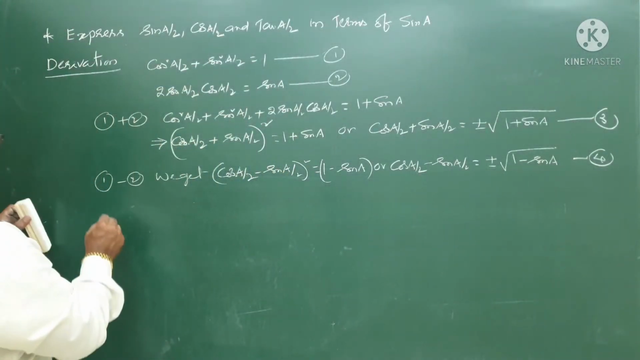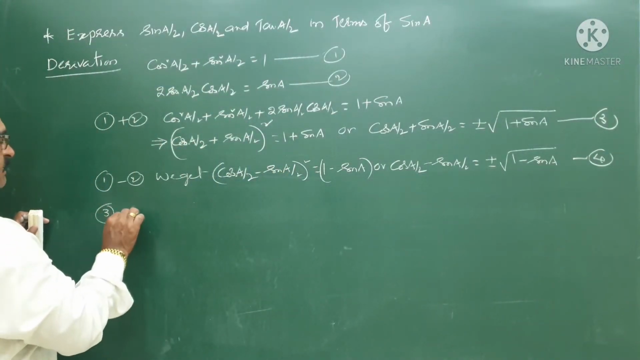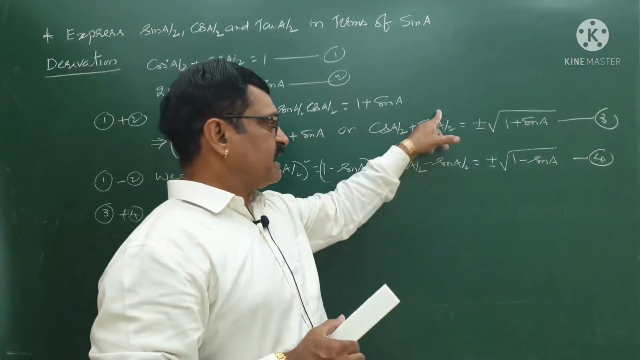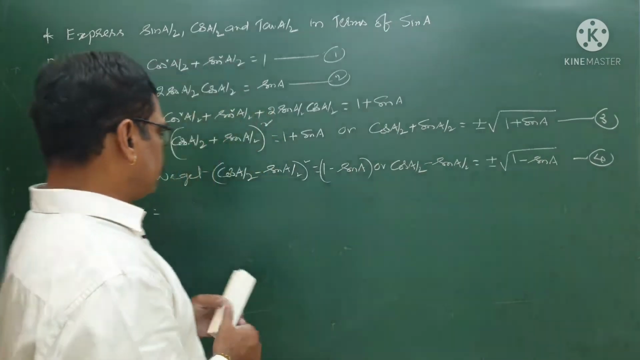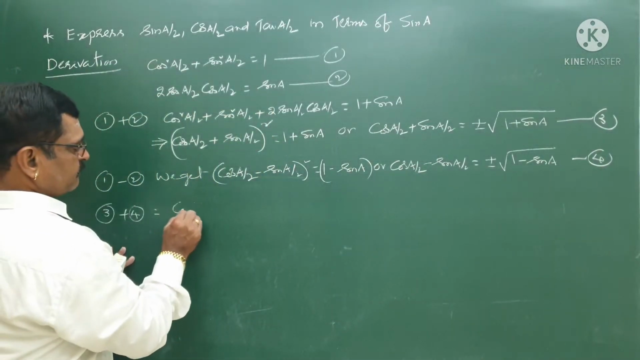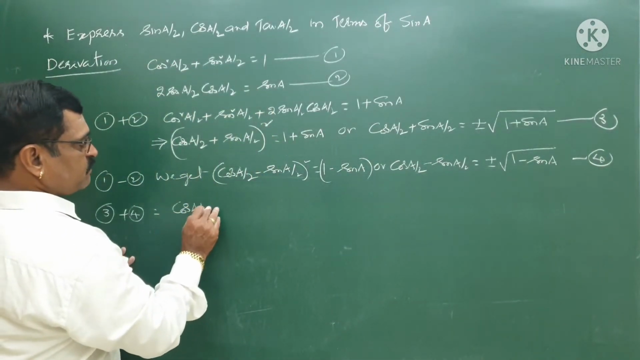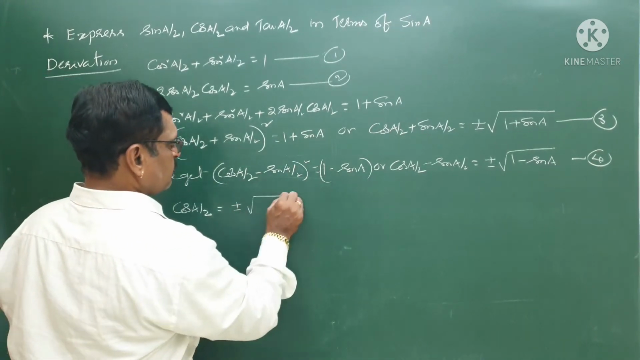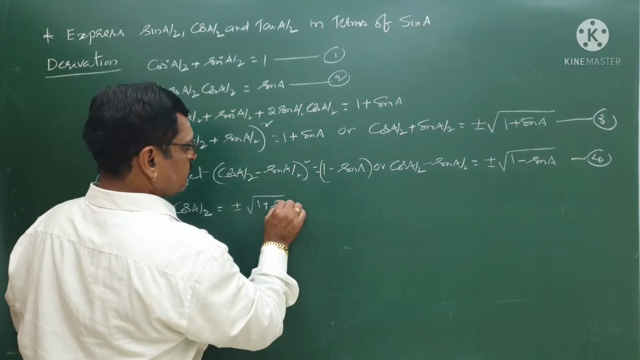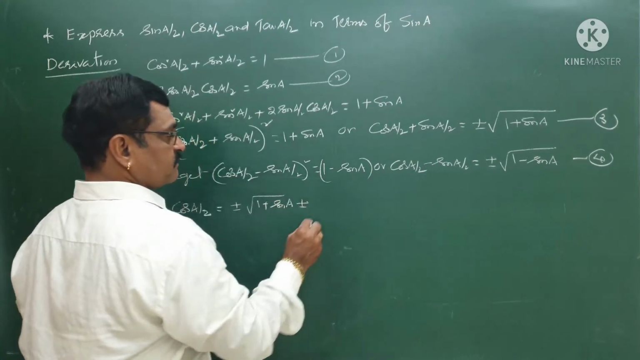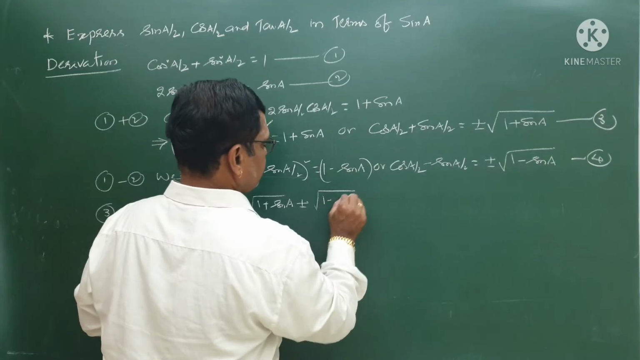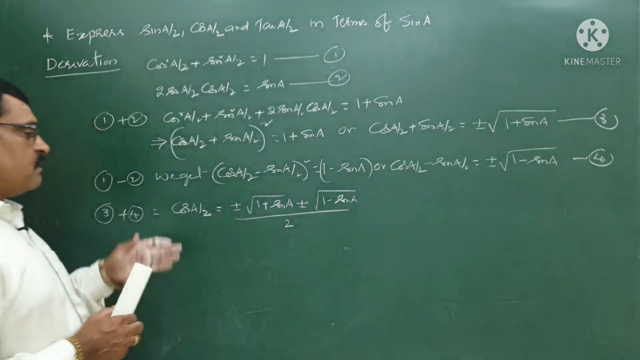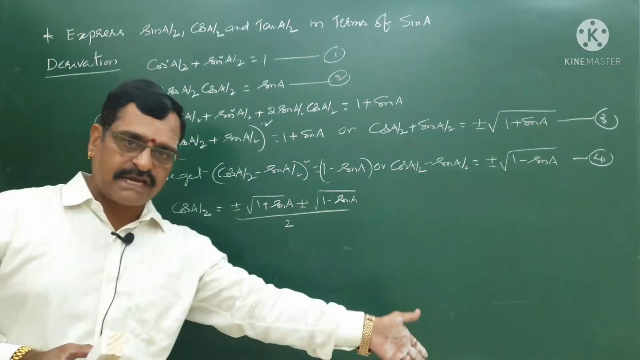So, next one is 3 plus 4. When you add these two, the sin terms will get cancelled. You get 2 cos A by 2. So we have cos A by 2 is equal to plus or minus root of 1 plus sin A plus or minus root of 1 minus sin A, of course, by 2. So I got cos A by 2 in terms of sin A.